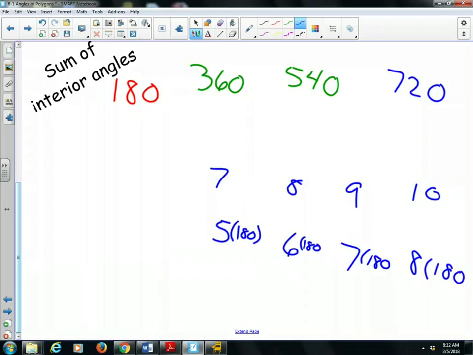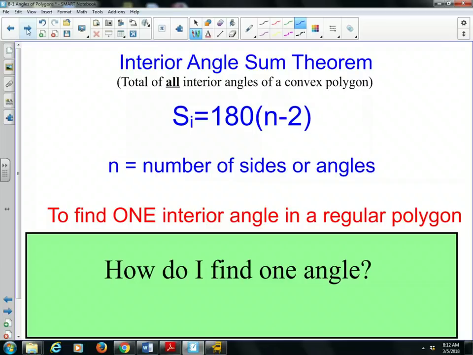So we get this formula. For the sum of the interior angles, you take the number of sides and you subtract 2, because that's how many triangles you'd get. And then that many triangles, you multiply it by 180 degrees, and bang, you have the sum of the interior angles. So 180 times (n minus 2). That's how you get the total of all the interior angles of a convex polygon.